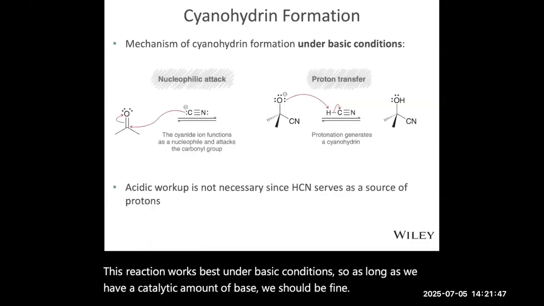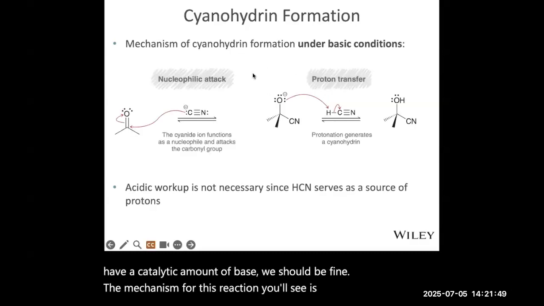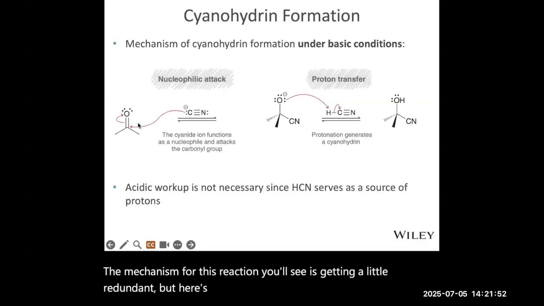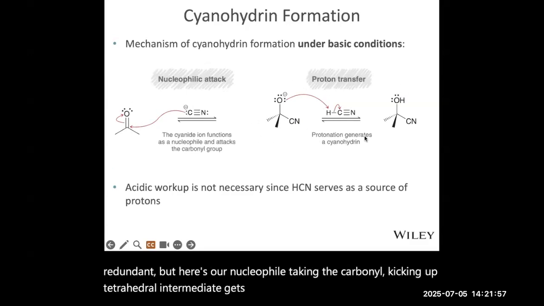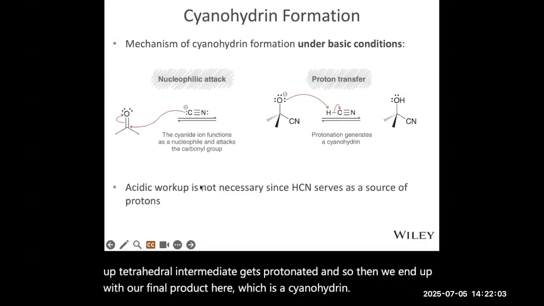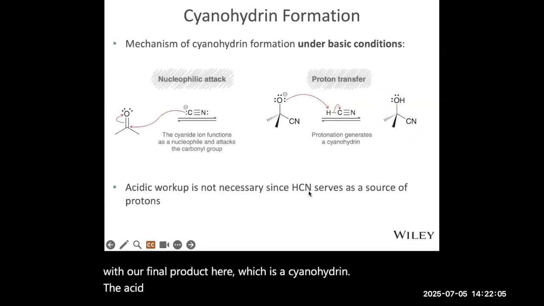The mechanism for this reaction, you'll see, is getting a little redundant, but here's our nucleophile attacking the carbonyl, kicking up, and the tetrahedral intermediate gets protonated. And so then we end up with our final product here, which is a cyanohydrin. The acid workup is not necessary since HCN serves as a source of protons as well.